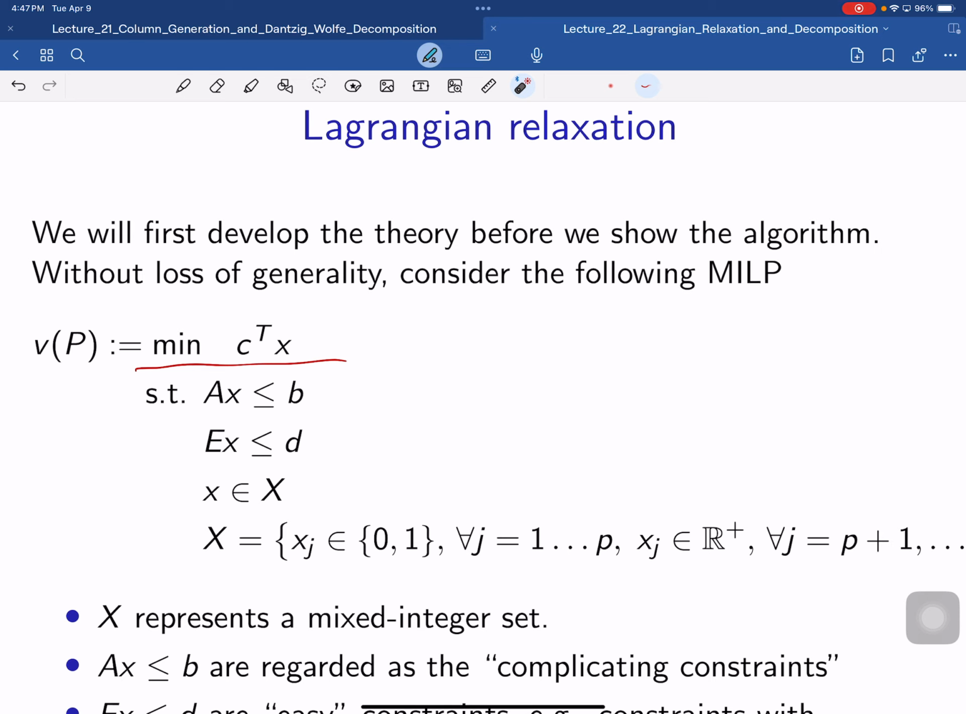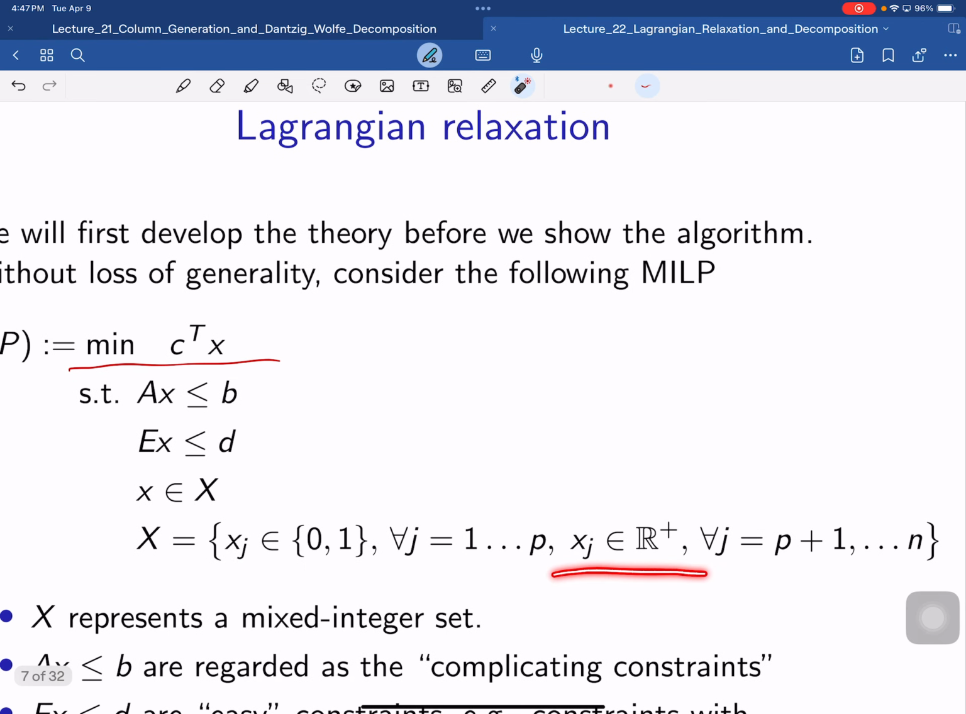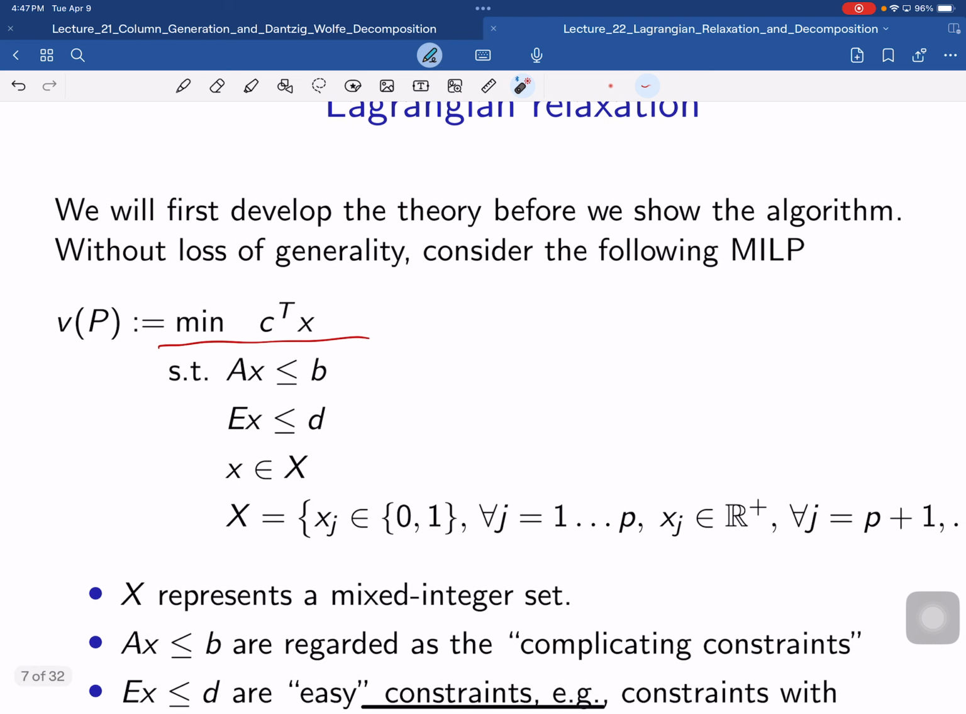And here we have x belongs to this set capital X, which says that some of the variables from 1 to p have to be binary variables, and the rest of the variables are greater than or equal to 0. In other words, the x variables are mixed binary. Some of them are binary, some of them are non-negative continuous variables.